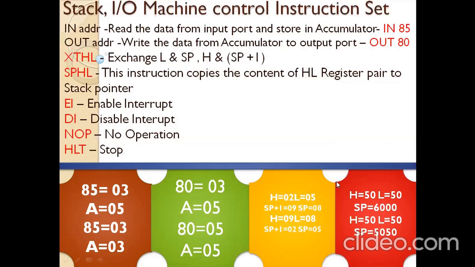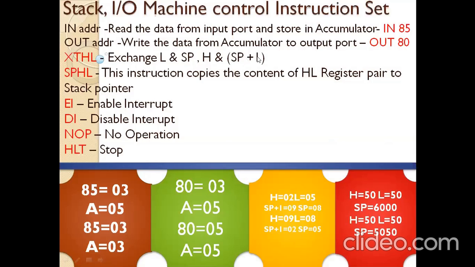SPHL means HL, H is 50, L is 50. Stack pointer address is 6000. Now the HL value is moved to the stack pointer. So now what will happen means 50 is moved to the stack pointer. HL value has no change.